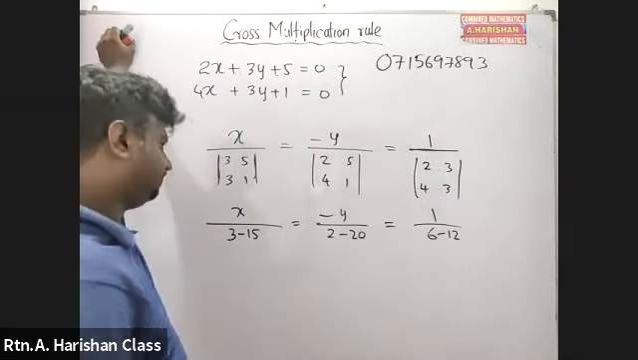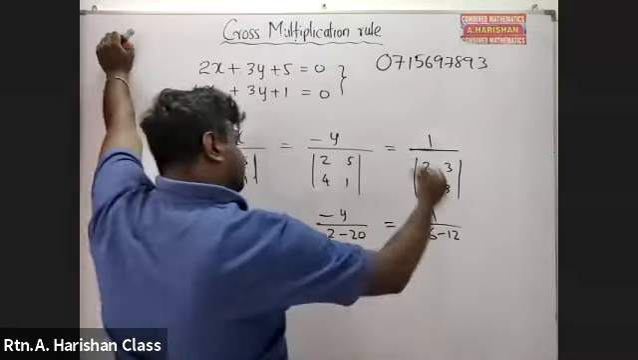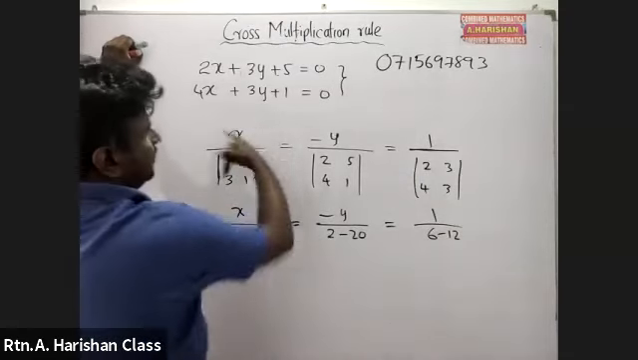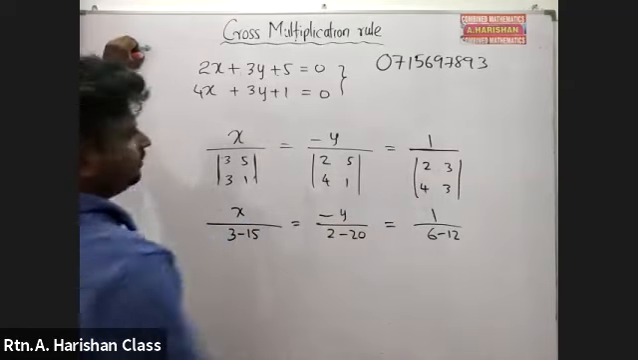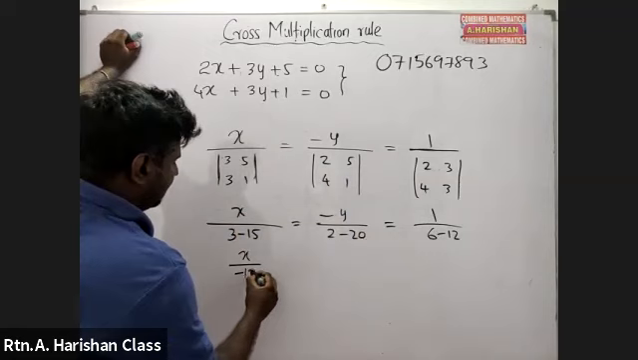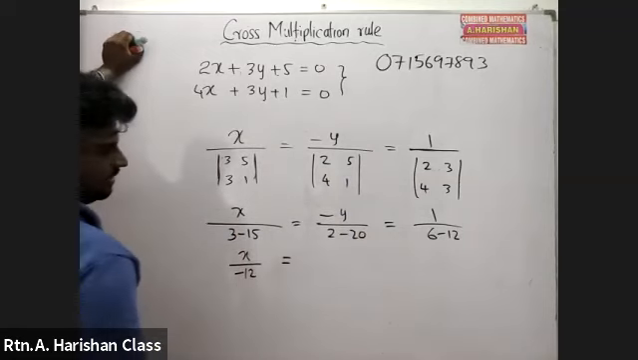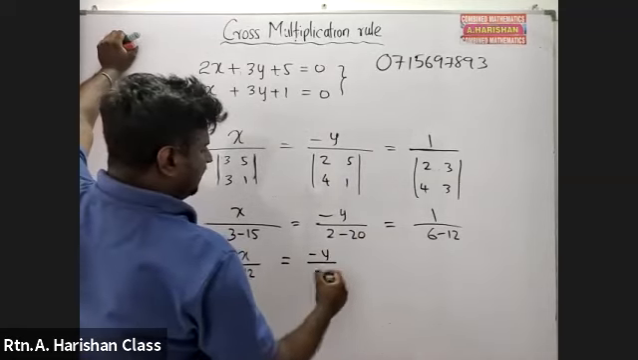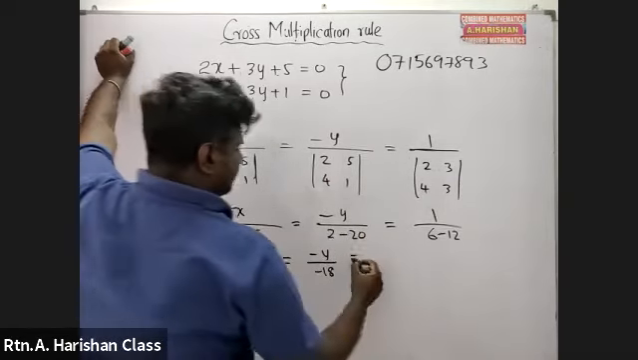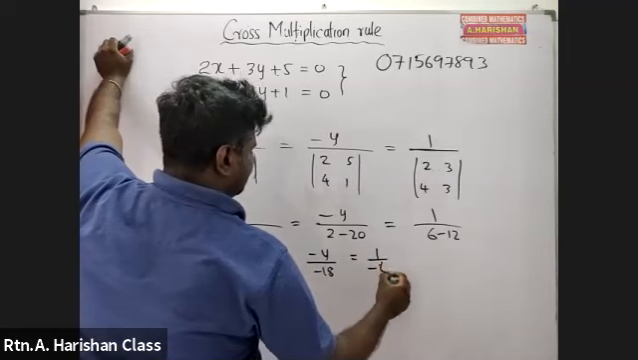Is it clear? 6 minus 12. Everything will be okay, right? 3, 5, 2, 5, 4, 1, and 2, 3, 4, 3, right? Let's check. This is 8 divided by minus 12. Oh, that's fine. This is minus y divided by minus 18. Right? This will be 1 over minus 6.